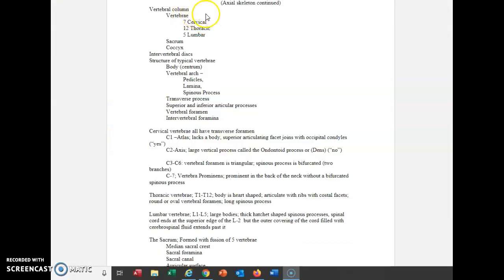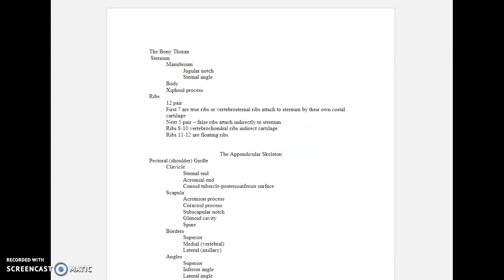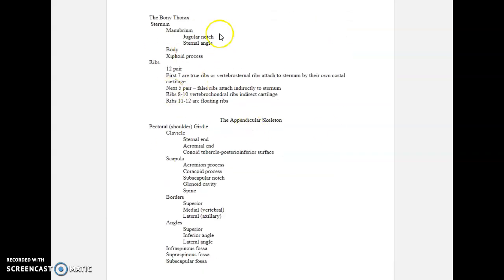So that finishes up the vertebral column. We're still in the axial skeleton. The next video, we will go ahead and finish up the axial skeleton by talking about the bony thorax, the sternum, and the ribs. Then we will start the appendicular skeleton.